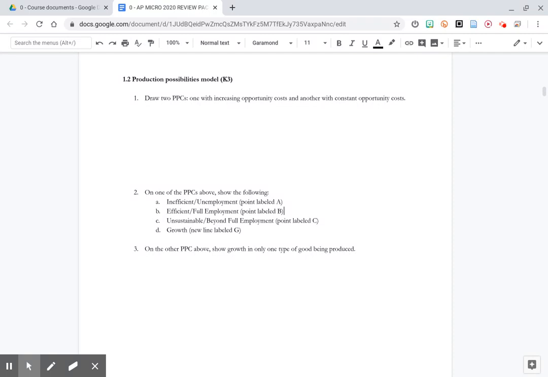So let's get started. Draw two PPCs, one with increasing and one with constant opportunity costs. And oops, I'm going to switch to my pen here. It looks like I'm already having technological snafus. We would say our own two goods. So we're just going to make up two goods here, maybe guns and butter or capital and consumer goods, I don't know, pizzas and calzones. So let's start with pizza, because I like pizza, and calzones, because I like calzones.